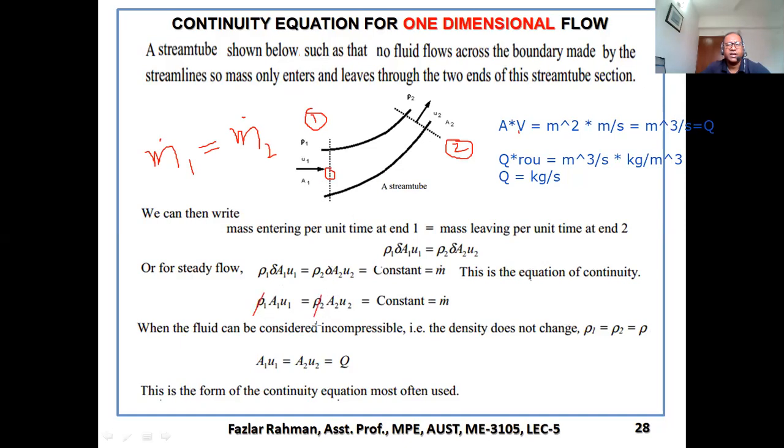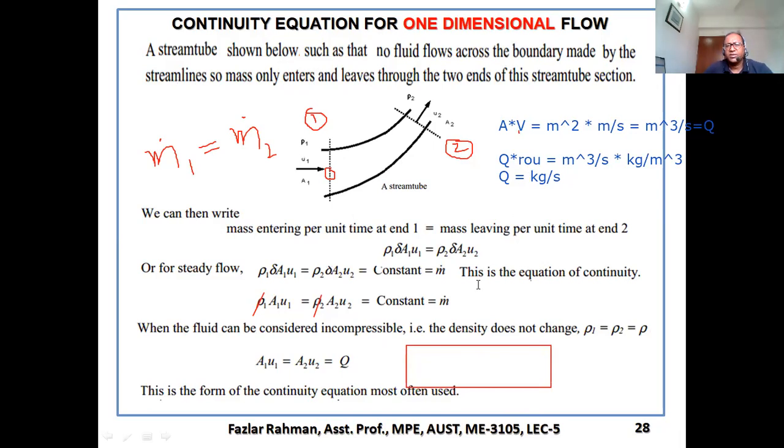So then you are getting only this equation: A1 U1 = A2 U2 = Q. This is called the continuity equation for one-dimensional flow going in one direction, where the fluid is not compressible. That means incompressible.